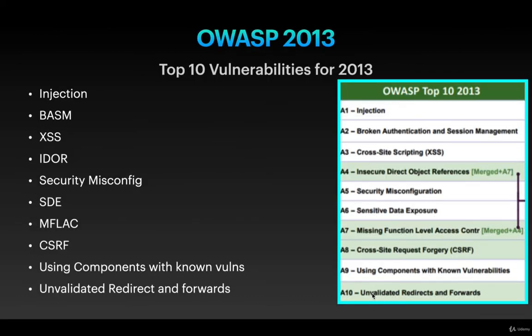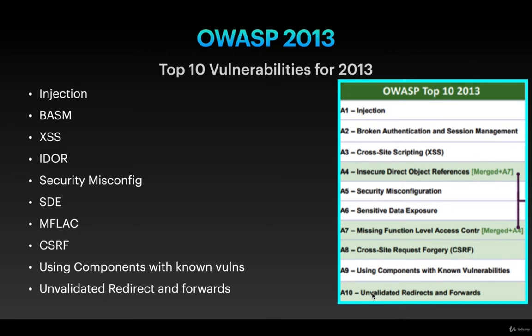So first, we are going to get introduced to OWASP 2013. So let's quickly see what the 2013 vulnerabilities in OWASP are. Starting from the first one, it is injection. Second is broken authentication and session management. Third is cross-site scripting, also known as XSS. Fourth is insecure direct object reference, also known as IDOR.